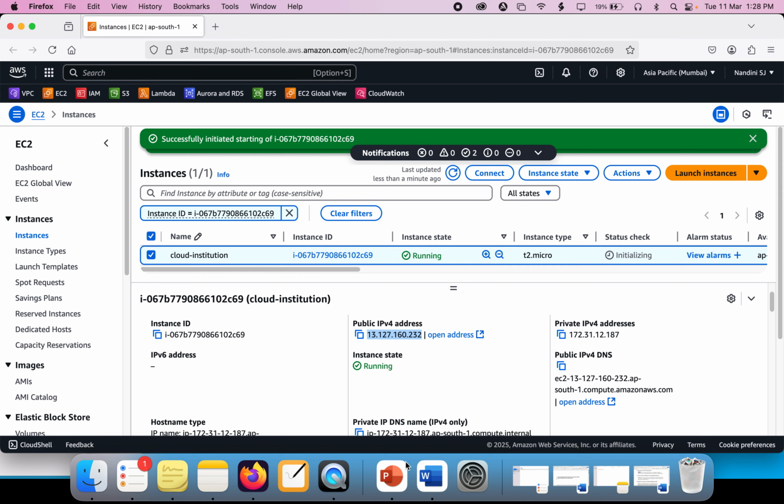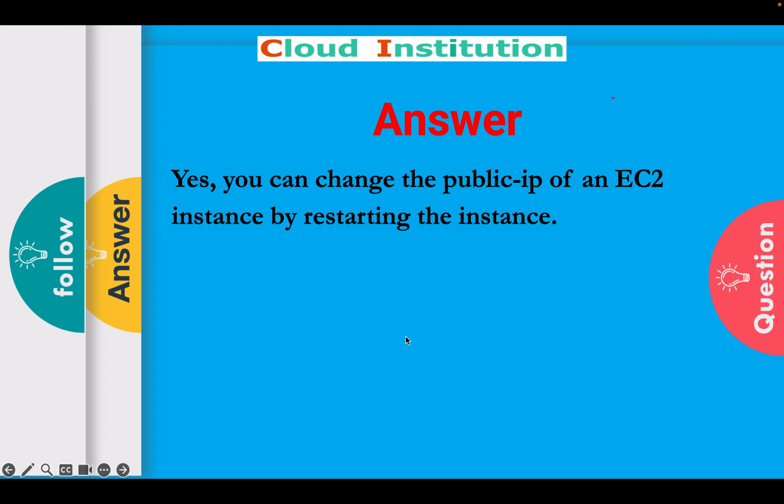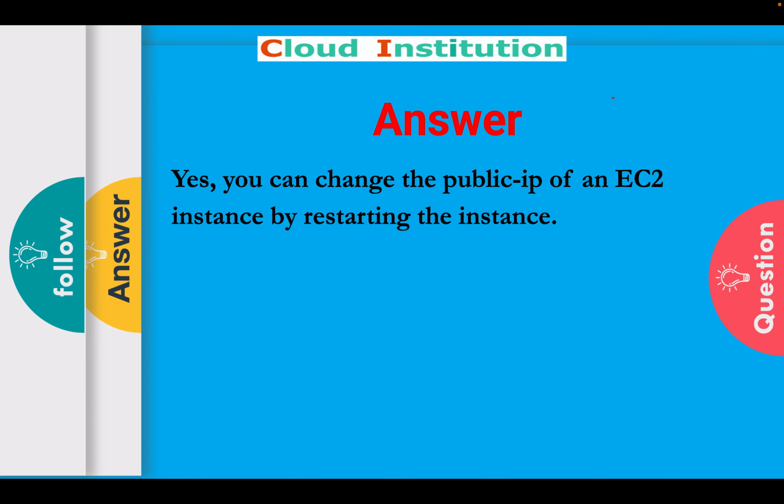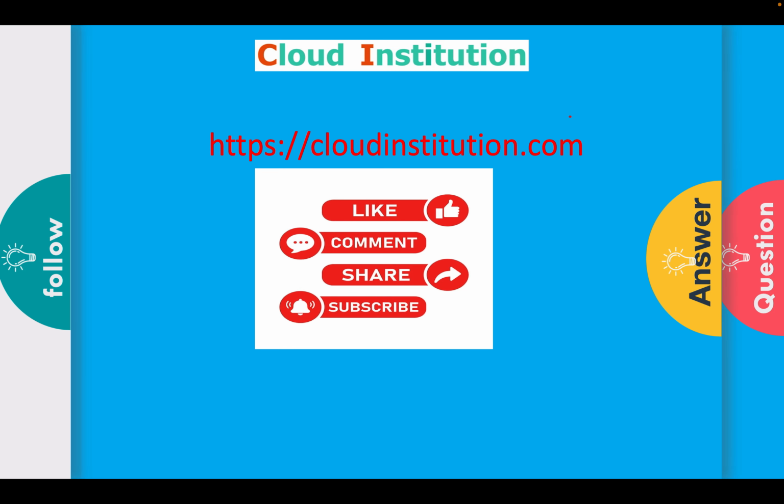So the interviewer may ask you the indirect question: how to change the public IP address of an instance without using the Elastic IP. The answer is, you can change the public IP of an EC2 instance by restarting the instance. I hope this scenario was really helpful for you.